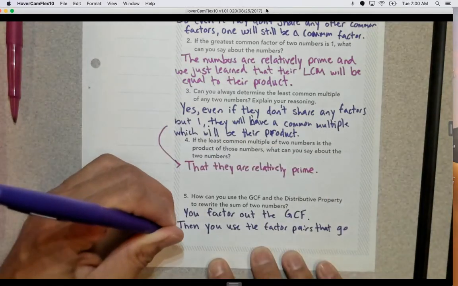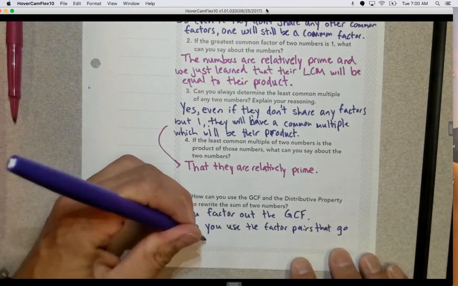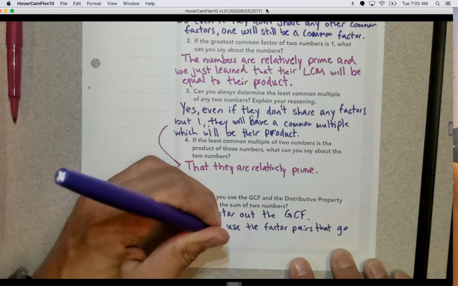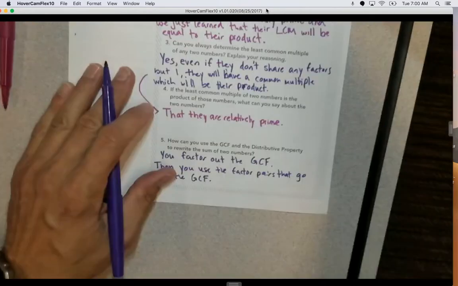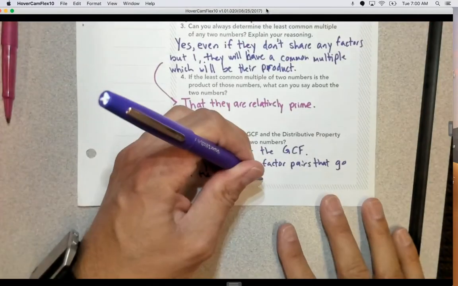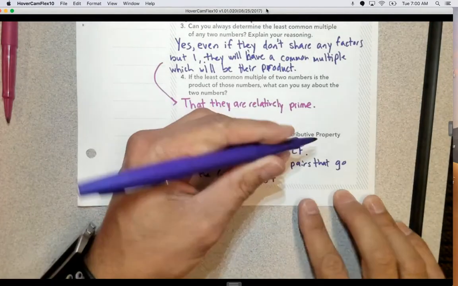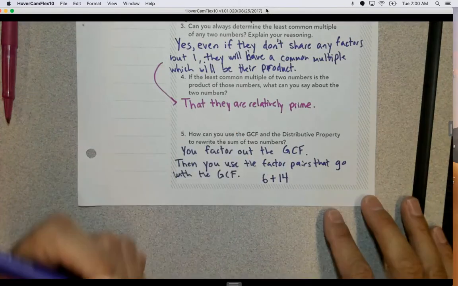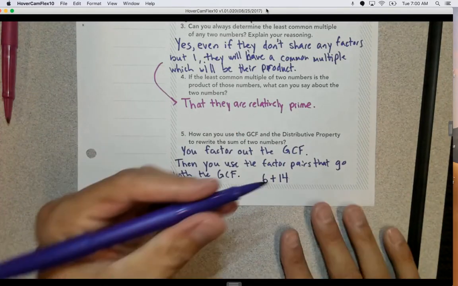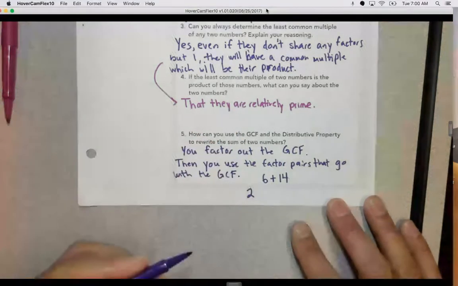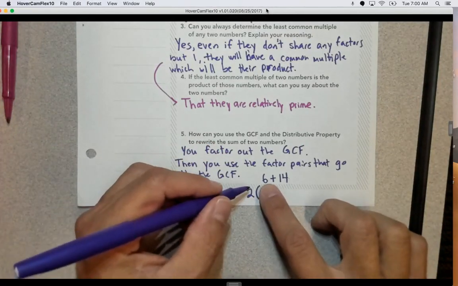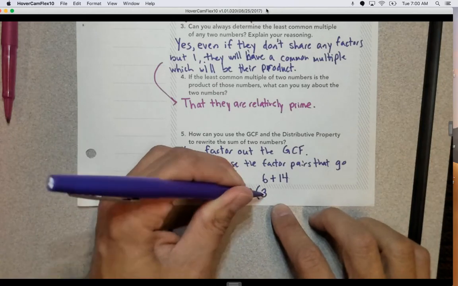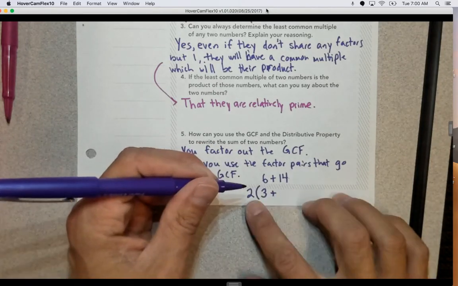So, if I was to take, I don't know, 6 plus 14, the GCF of those two numbers is 2. So you factor out the 2. Then what goes inside is the factor pair that goes with 2. So 6 divided by 2 is 3. The factor pair is 3. 14 divided by 2 is 7. And so that is how I factor out the GCF and use the distributive property to rewrite the sum of two numbers.